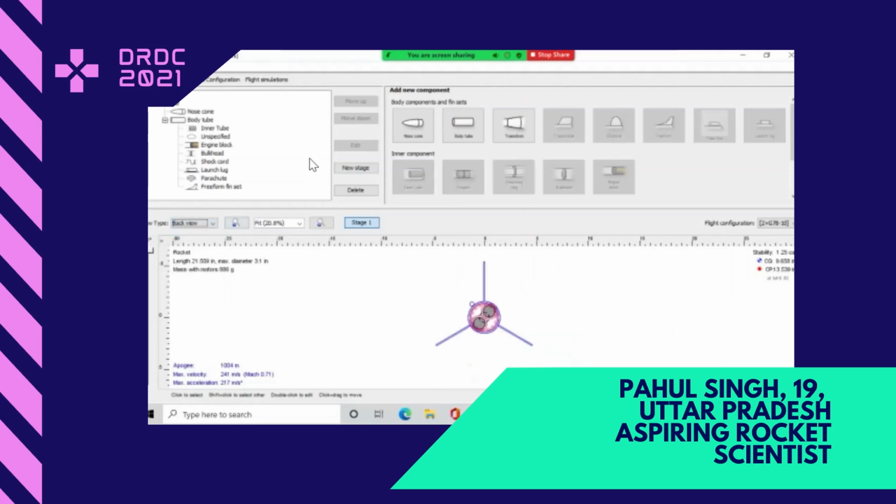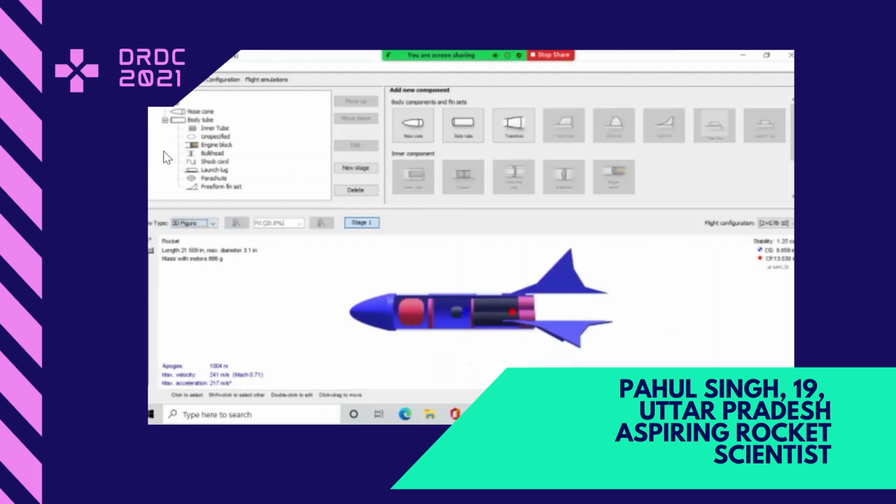This is the back view. I have used two thrusters, or two motors, and three wings in the back. Let's see the 3D figure.